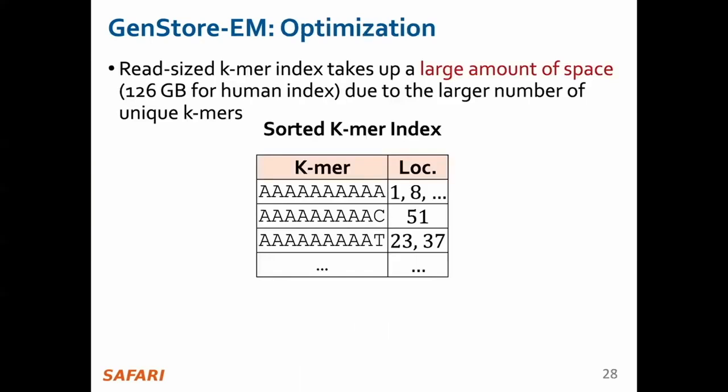So despite the key benefits of this sorted read size k-mer index, this index takes up a large space. For example, for a human index, it takes 128 gigabytes due to the large number of unique read size k-mers. And also we can't use techniques like minimizers to reduce the number of entries in the table, because we really want to find the exact matches if they exist. So we can't afford any common techniques in bioinformatics to reduce the size of this table by reducing the elements.